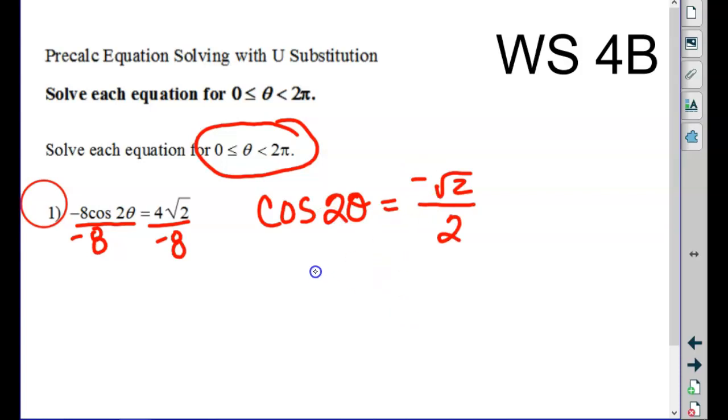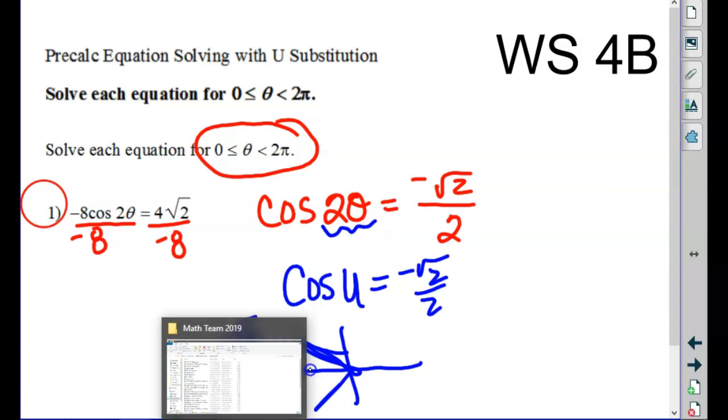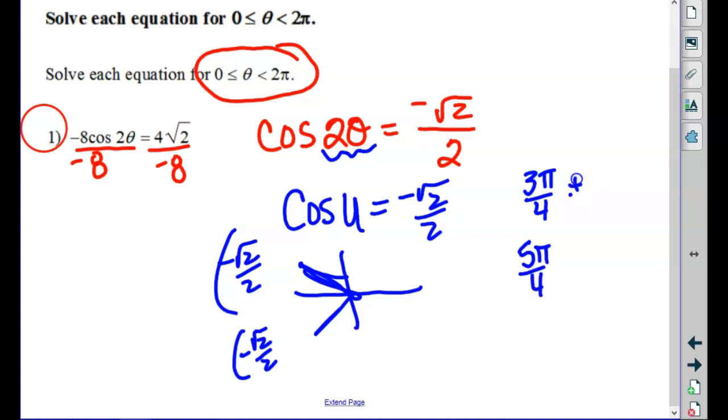Now, this is going to be a u substitution problem, so I'm going to say the cosine of u is negative square root of 2 over 2. Stay with me here, guys. On the unit circle, where is the cosine? The x value, oh, I can't draw. Negative square root of 2 over 2, and down here, there's another one at negative square root of 2 over 2. Is it 3 pi over 4 and 5 pi over 4? Okay. And those would repeat every 2 pi.